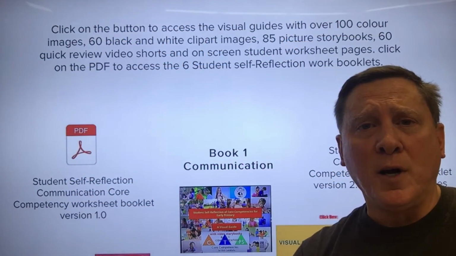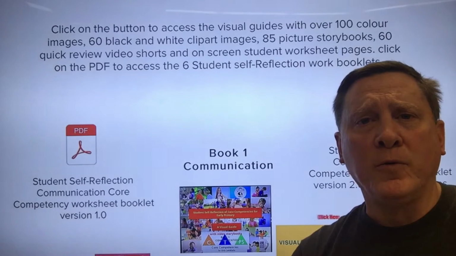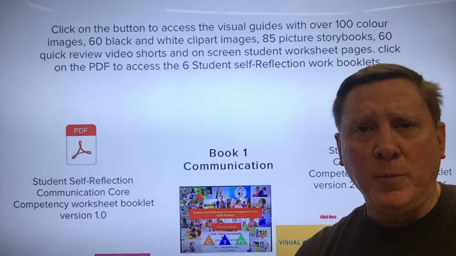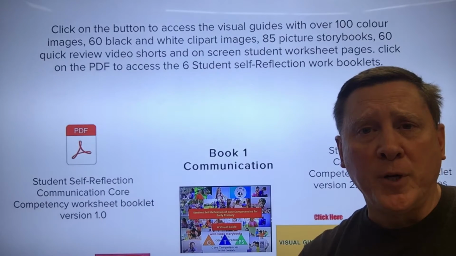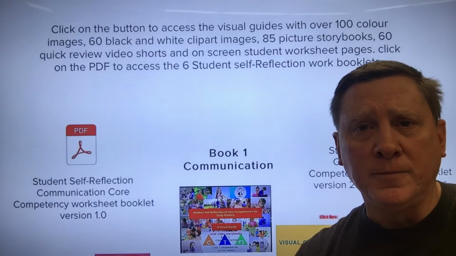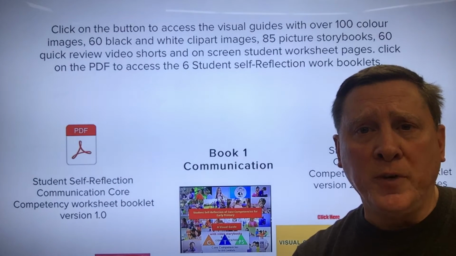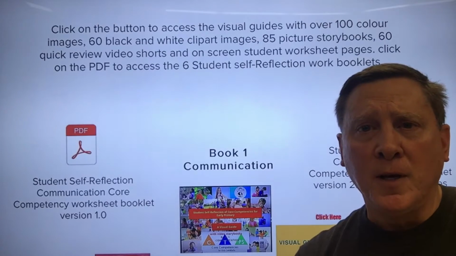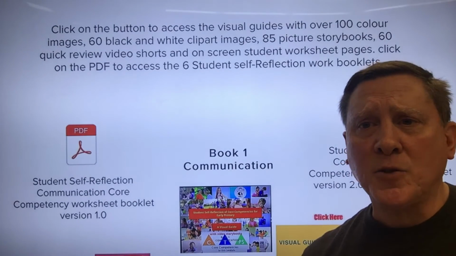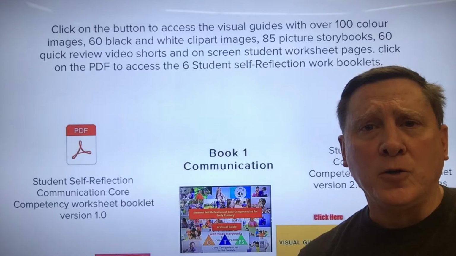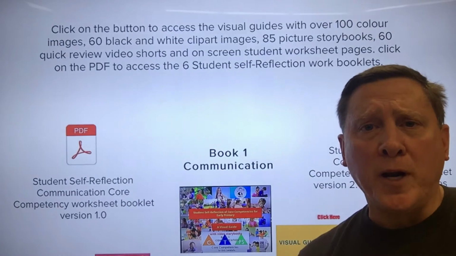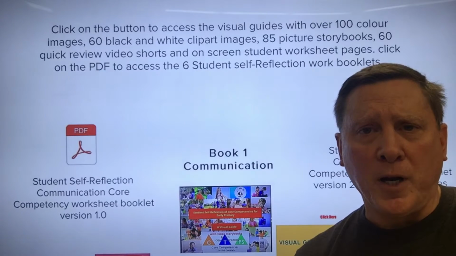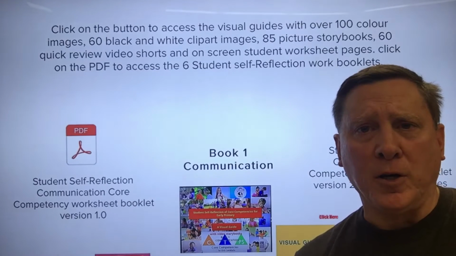The online visual guides will give you access to over 100 colored photographs, 60 black and white clip art images, 85 picture storybooks recorded to video, 60 quick review video shorts, and the on-screen worksheet pages. The on-screen worksheet pages can be accessed through a PDF, and there are 2 different versions. One version with writing pages for the older kids, grade 2, 3, and a version without the writing pages set up for grades kindergarten and grade 1.